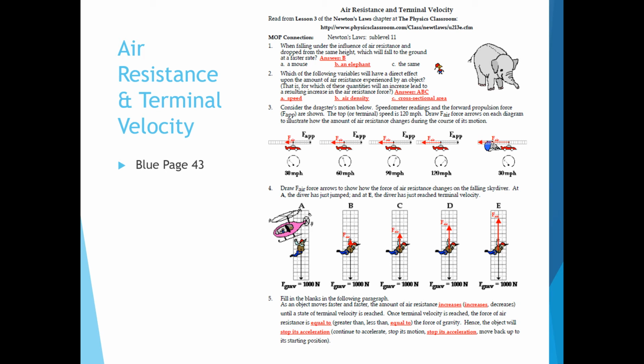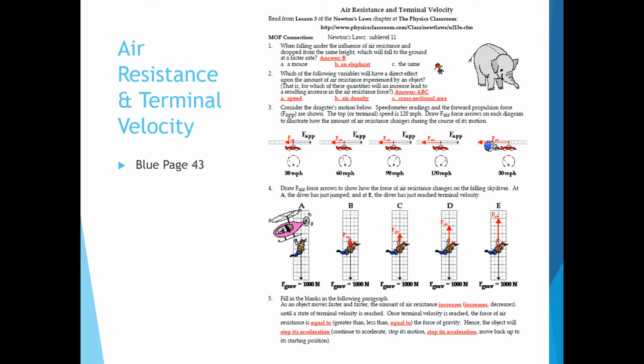Number 2, which of the following variables will have a direct effect on the amount of air resistance experienced by an object? That is, for which of these qualities will an increase lead to a resulting increase in the air resistance? So it is the speed and the cross-sectional area. We haven't talked about air density, but it really is air density, but you don't really need to worry about that. But technically that is correct because we haven't talked about density at all.